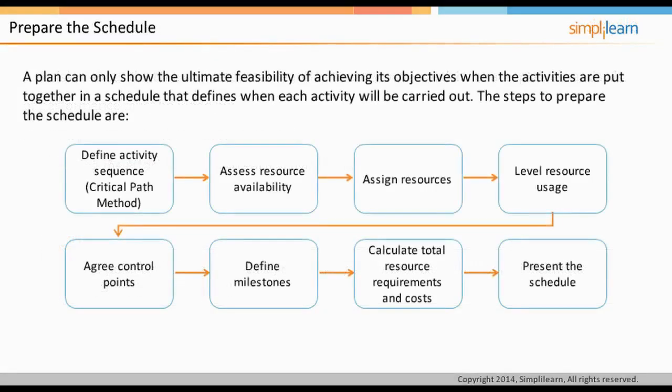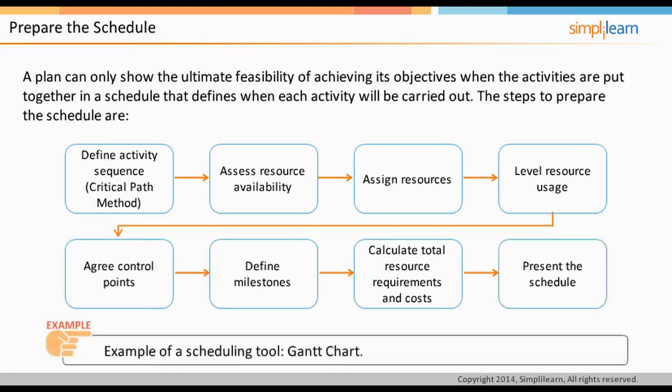A plan can only show the ultimate feasibility of achieving its objectives when the activities are put together in a schedule that defines when each activity will be carried out. The steps to prepare the schedule are: define activity sequence, which is a critical path method; assess resource availability; assign resources; level resource usage; agree control points; define milestones; calculate total resource requirements and costs; and finally, present the schedule. Gantt chart is an example of a scheduling tool. We will continue our discussion on preparing the schedule in the following screen.